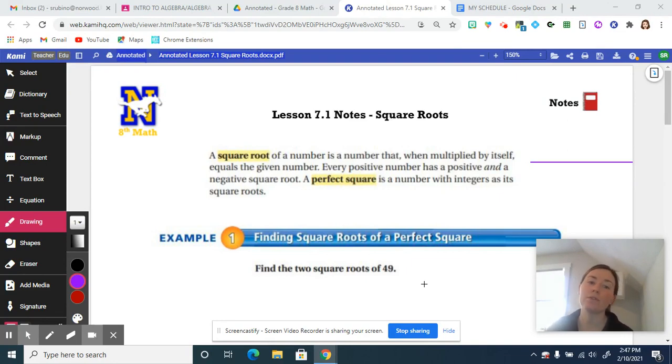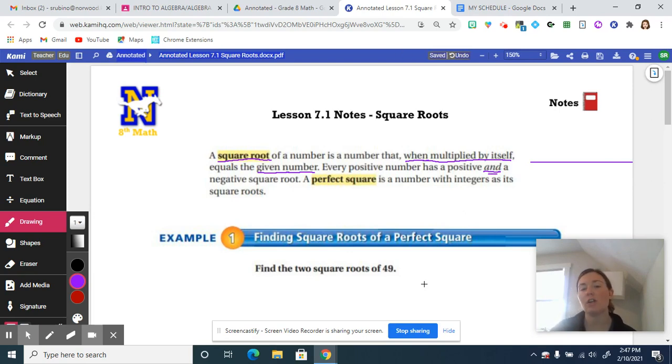A square root of a number is a number that, when multiplied by itself, equals the given number. Every positive number has a positive and a negative square root.